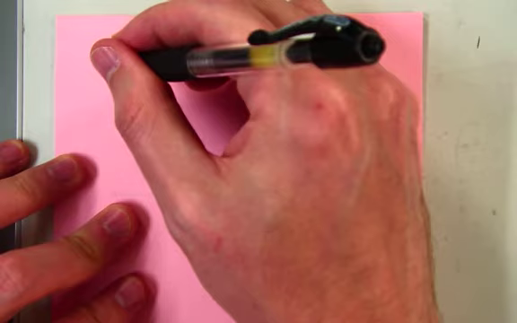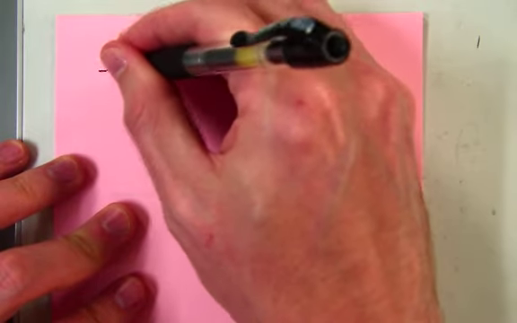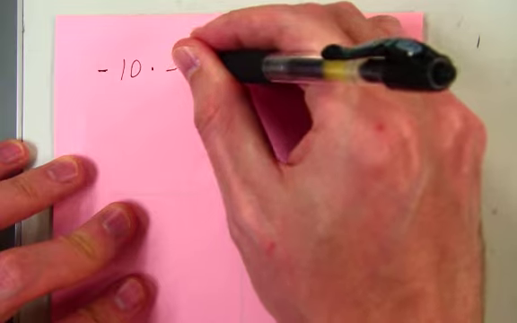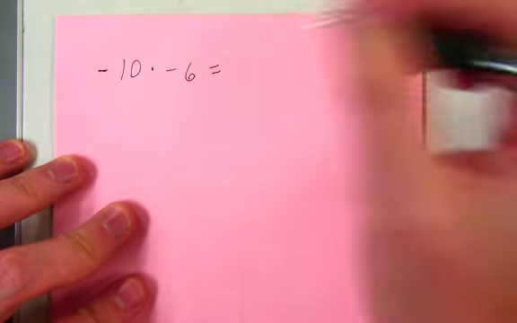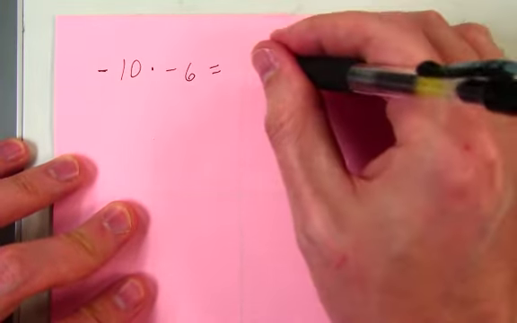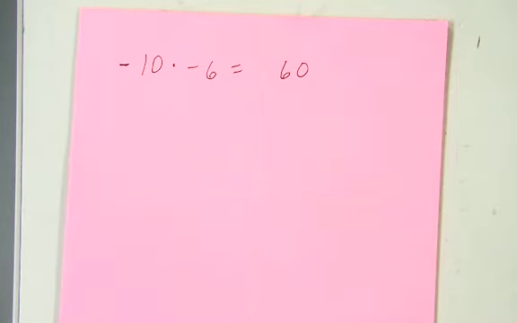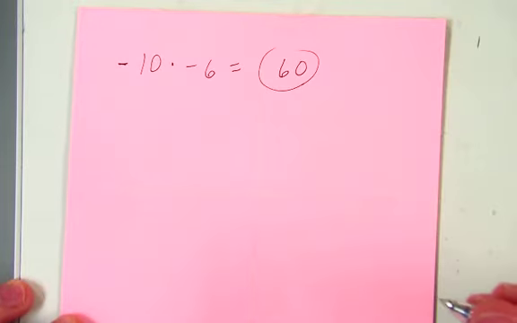So let's just do a few practice problems here. So we have something like negative 10 times negative 6. Okay, we're going to multiply those numbers together. So 10 times 6 is 60, and then we just want to ask ourselves, signs the same or different? The signs are the same this time. If the signs are the same, the answer is positive every single time. So 60 is what we're looking for.